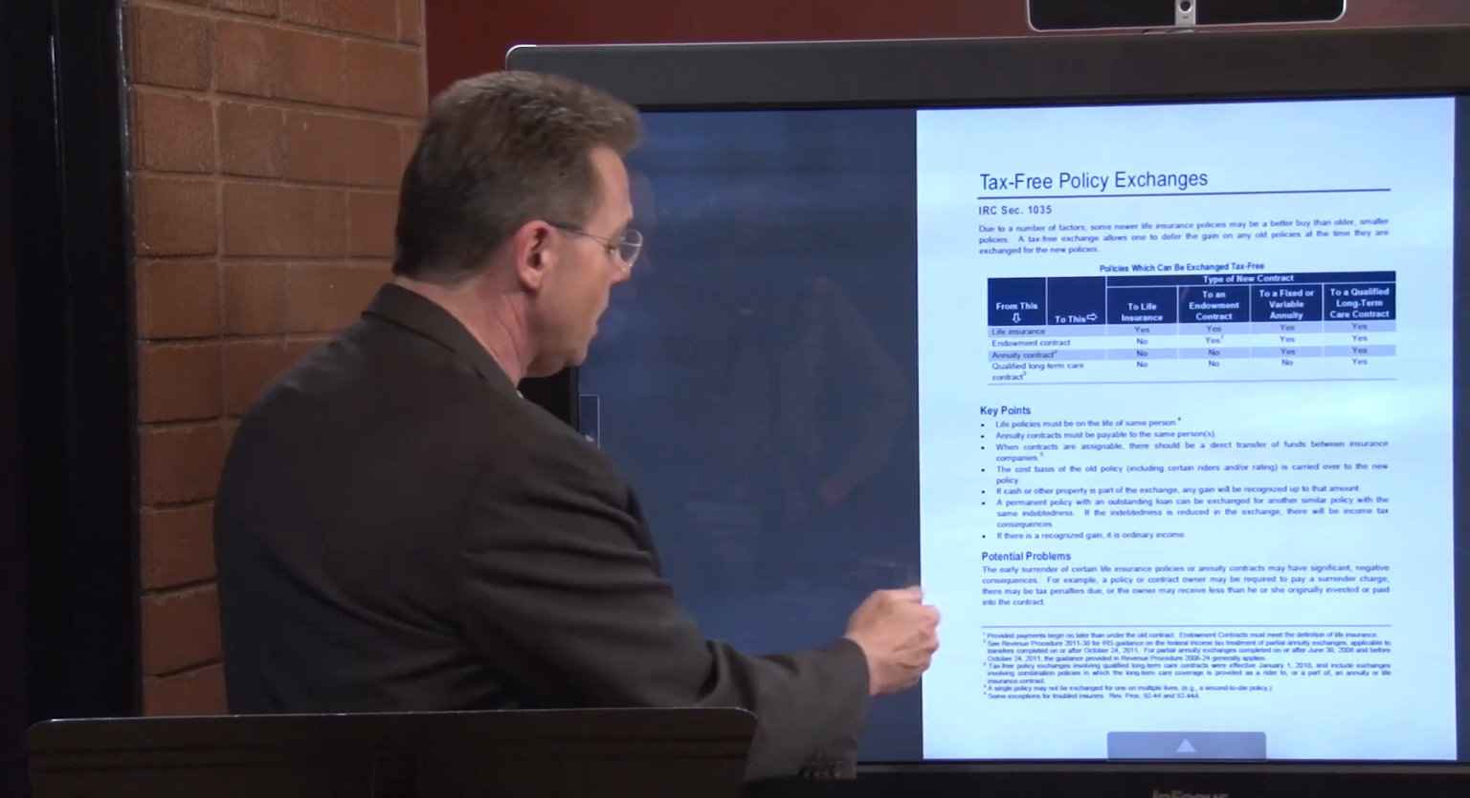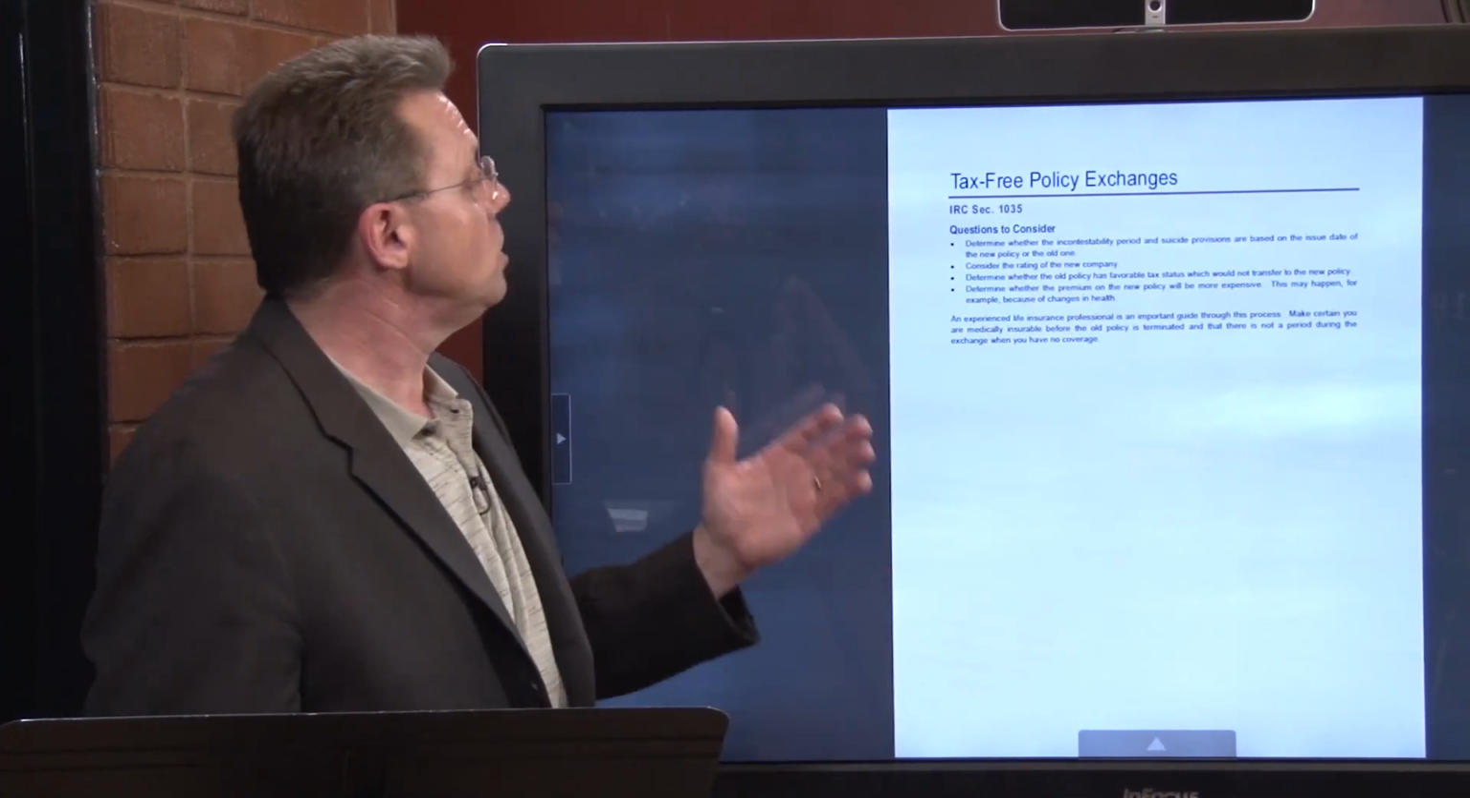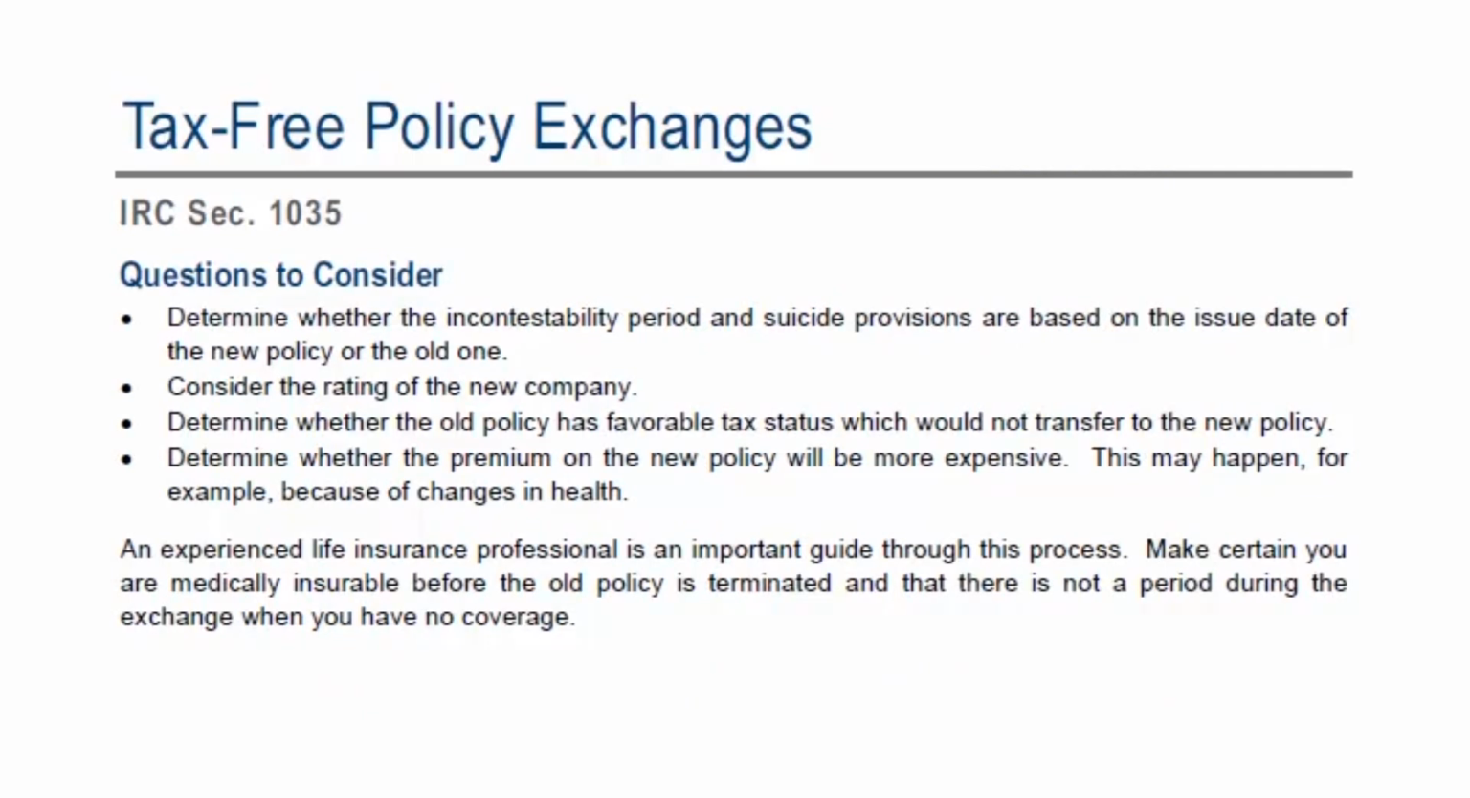Now remember, one of the things we're looking for always is questions to consider, because we're going to have to deal with certain issues that you're going to have to always consider before you go forward. Determine whether the incontestability period and suicide provisions are based on the issue date of the new policy or the old one. You'll need to consider the rating of the new company. Remember, we don't want to put our client in a bad situation where the carrier is declining in their ratings. We want to determine whether the old policy has favorable tax status, and we want to make sure that we maintain it, or maybe we shouldn't transfer the policy. These are all considerations that I always review.